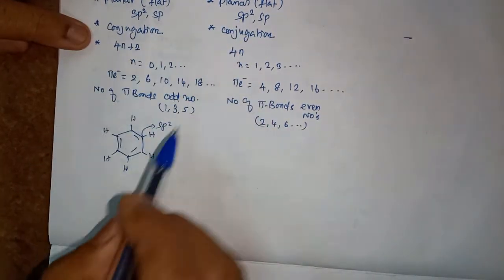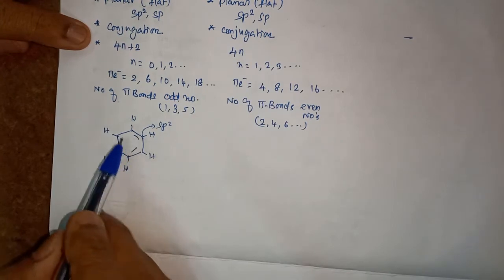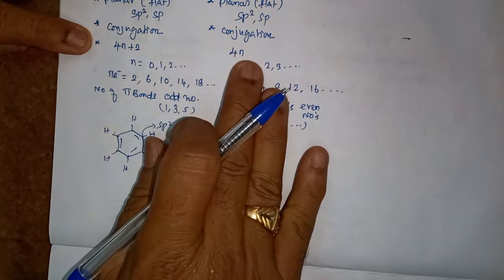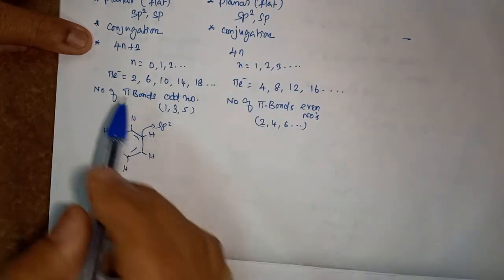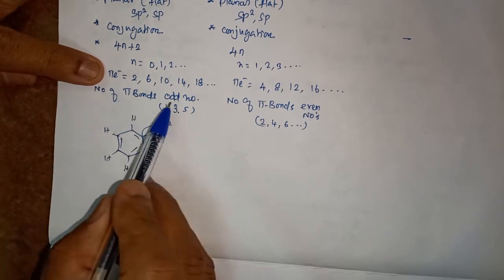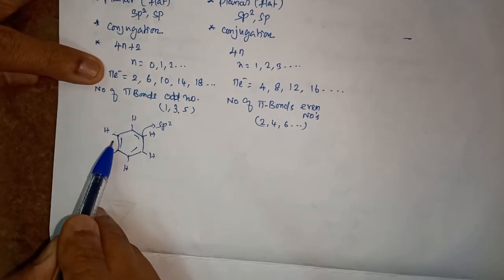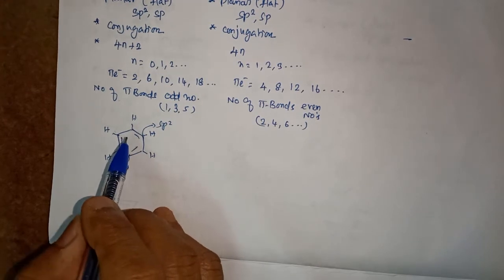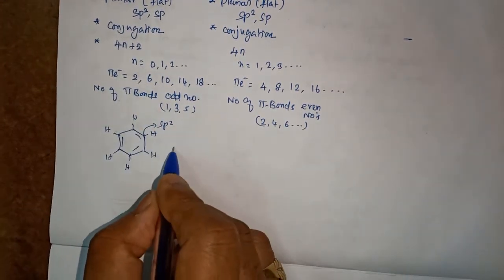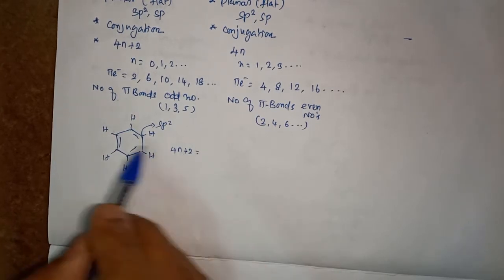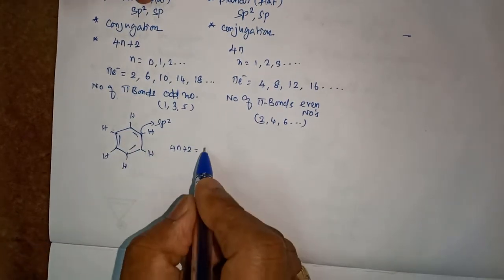Here also sp2. Conjugation: alternate double bond, single bond, double bond, single bond. Now I come to know whether it obeys the 4n plus 2 or 4n rule. For 4n plus 2, we look at the number of pi electrons. The number of pi bonds should be an odd number. You see 1, 2, 3, an odd number. Odd number means it must belong to the aromatic type.